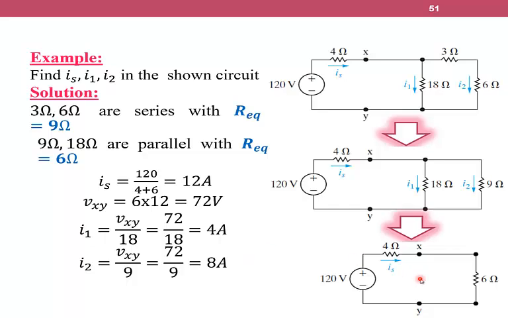After that, we are going in the backward direction. I1, which is here, equal to Vxy over the resistance here, which will give us I1. And I2 is the same, Vxy over 9, and it is 8 ampere.